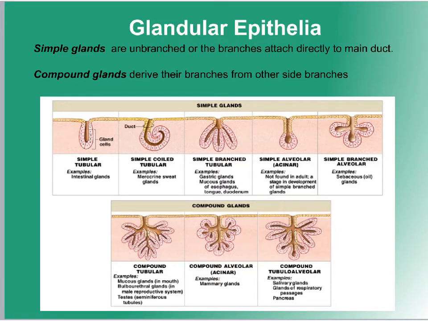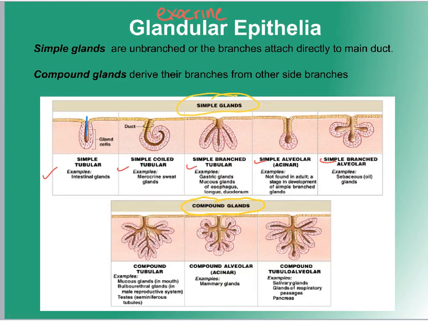Okay, so what we'll do now is we're going to focus on exocrine glands. And we're just going to have a real quick look at their shapes. You don't have to know each one of these shapes here, but I would like you to know the difference between simple glands and compound glands. So simple glands are shown here on the top, and compound glands are found down here on the bottom. So simple glands are unbranched. Or if they do have branches, they attach directly to the main duct.